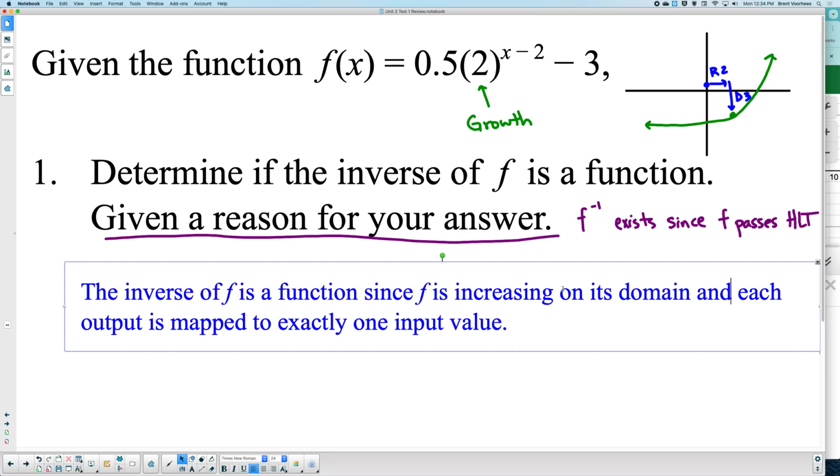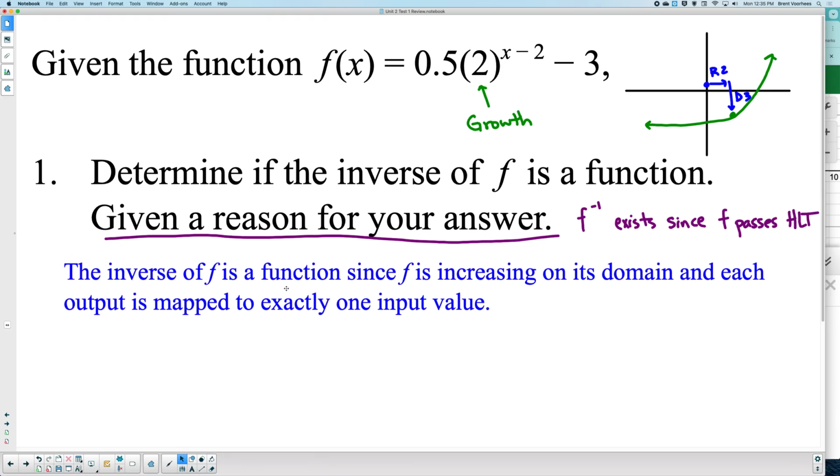And so what we're saying here is since f is increasing, since it's going up, your horizontal line never hits the graph more than one place because it's always increasing. Now if the graph increased and decreased, at some point in time your line would hit the graph twice. This is the explanation they want to give you credit. If you want credit, you have to have this explanation. You can't just say this. This does exist since f passes the HLT.